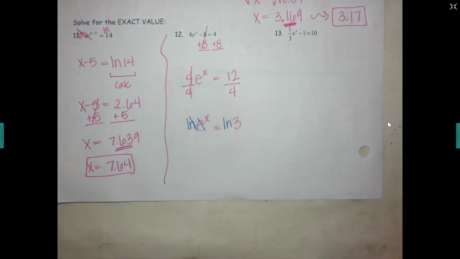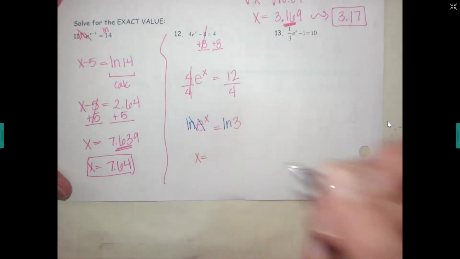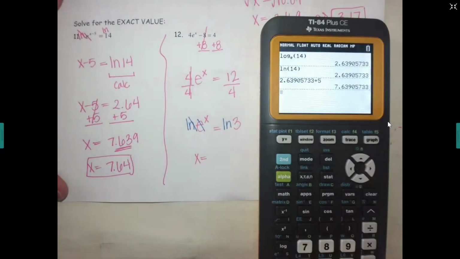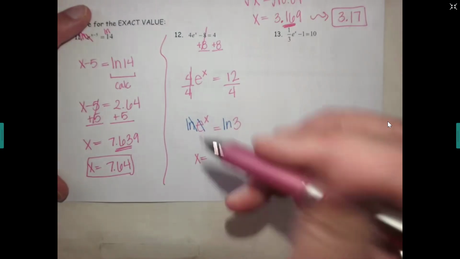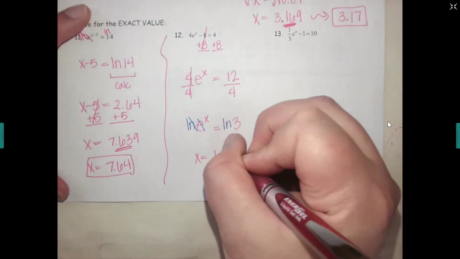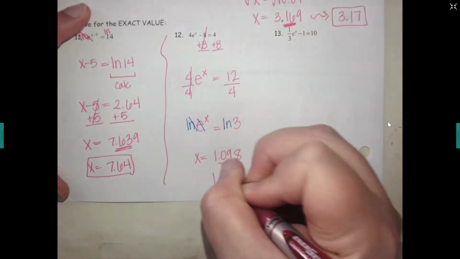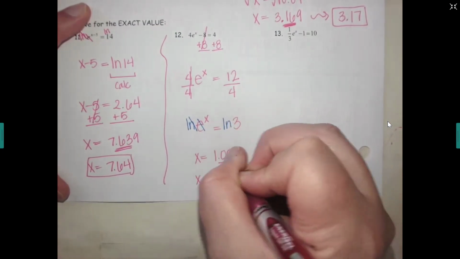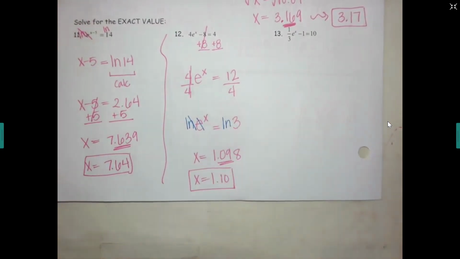And the ln and the e are going to cross out. So you would have x equal to the ln of 3, and then go ahead and just use that shortcut button. 1.09. And if it's 1.09 followed by an 8, that'll go to 1.10. Okay.